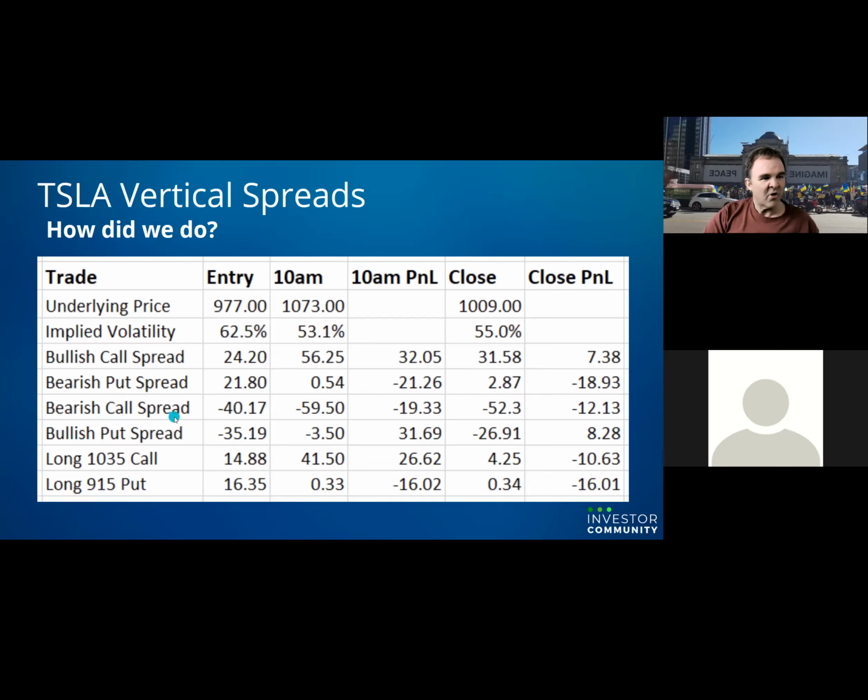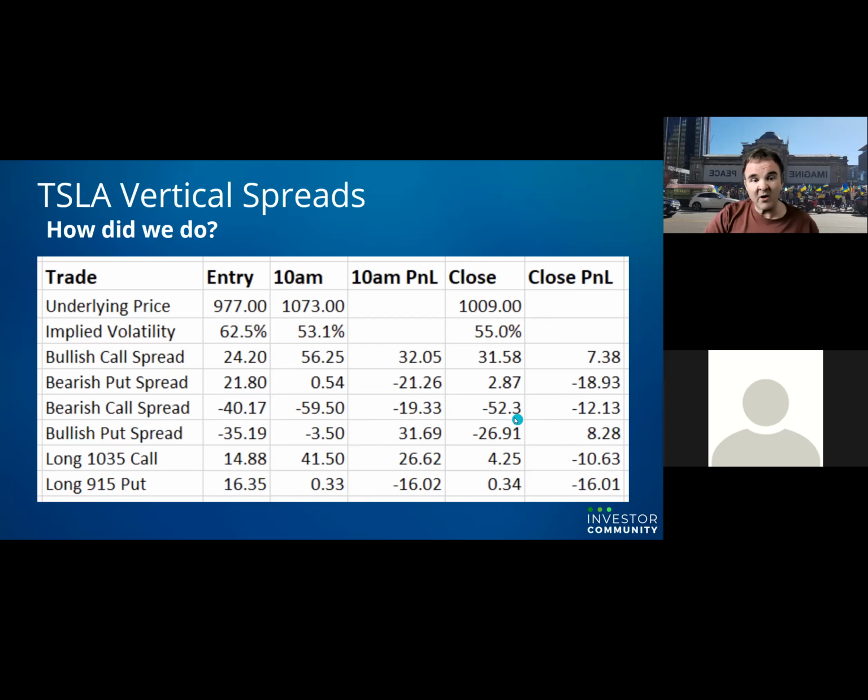How about our bearish call spread? Now, we received a credit of $40.17 for that. By 10 a.m., this was worth a credit of $59.50. Now, this is what we would have had to pay to buy it back to close it out, right? Okay, we would have had to pay $59.50. Well, we only received $40.17 when we entered the trade, so we have a loss of $19.33 on that.